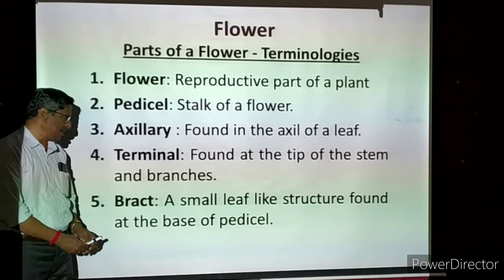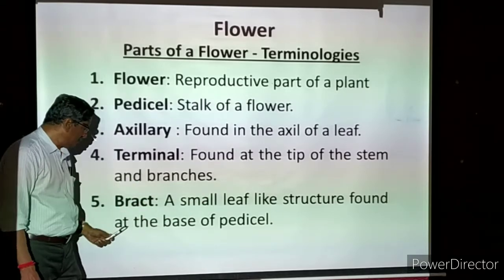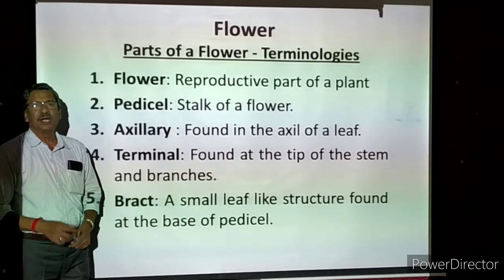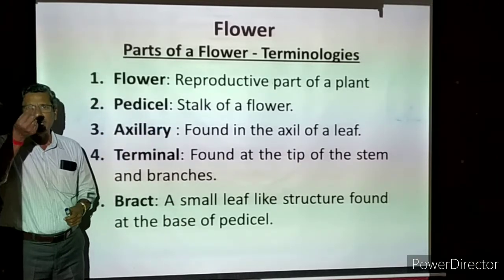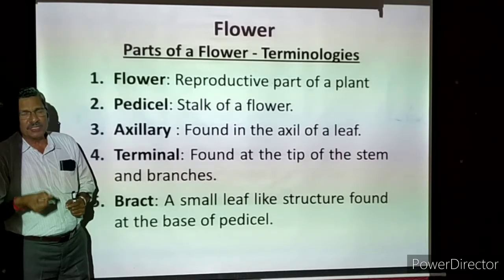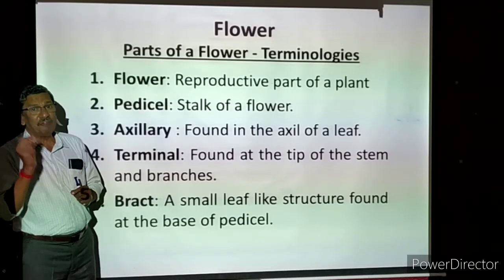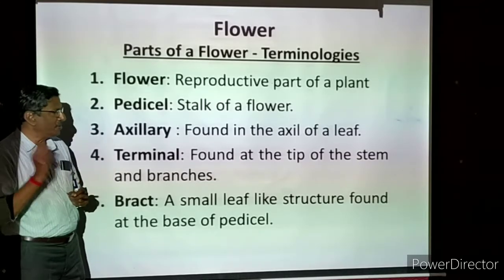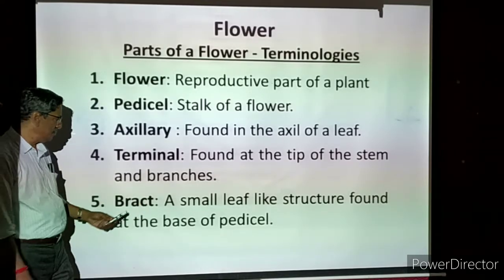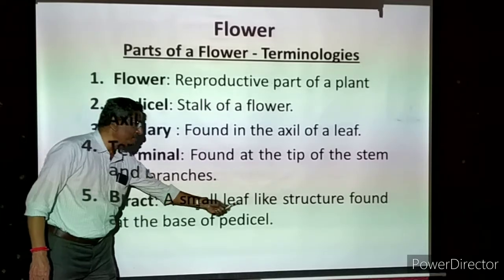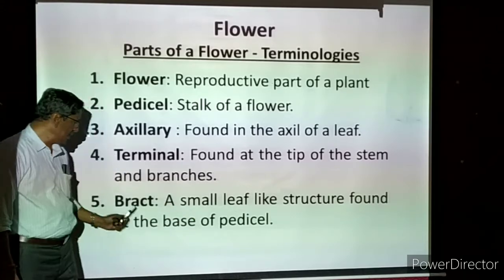What is bract? We have to see. So first I will read out this. A small leaf-like structure found at the base of the pedicel. Now the pedicel is the stalk of the flower. Just now we have studied pedicel is the stalk of the flower, thin green stalk. At the bottom of the pedicel, a small leaf-like structure is present, it is not a leaf. That leaf-like structure is called bract. The picture will come, that time we will show that. A small leaf-like structure found at the base of the pedicel. That is called a bract.